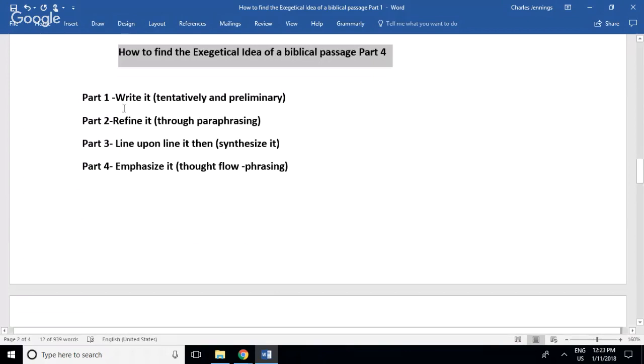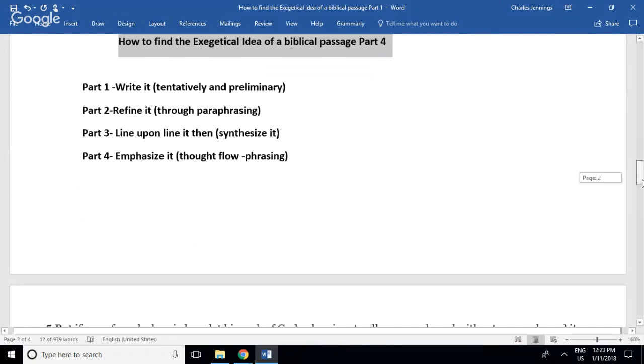So I like to rhyme things to help me memorize things. So write it, refine it, line upon line it, and emphasize it. Kind of rhymes all together.